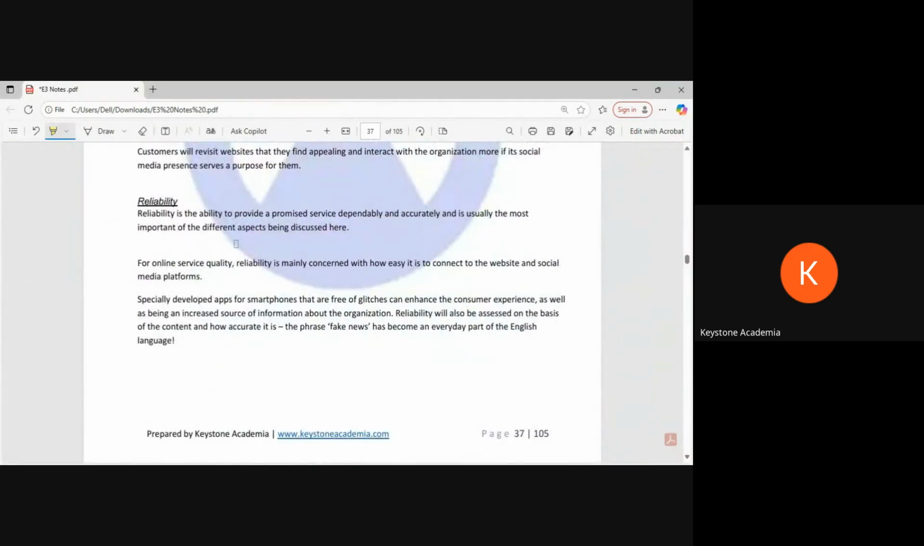Reliability. Reliability is the ability to provide promised service dependably and accurately, and is usually the most important of the different aspects being discussed here. So we need to be a reliable one. After sales service, we said like 80% battery, right? If it goes down less than 80%, we'll replace it. However, that should not happen. It should be a rare case. Imagine most of the cars are having it. Even if we are replacing, that trust factor will go down.